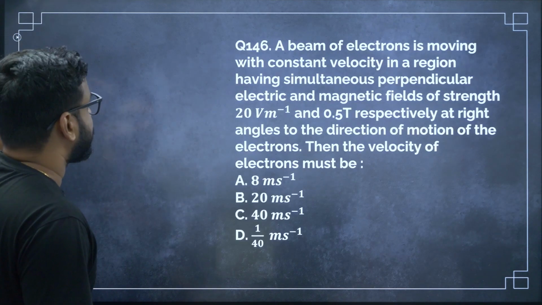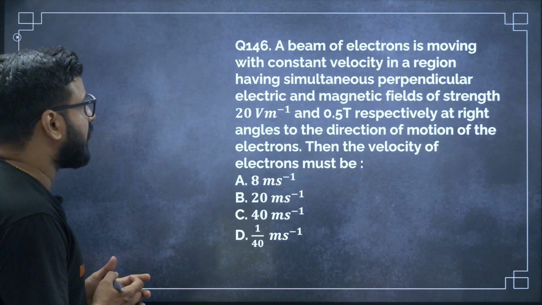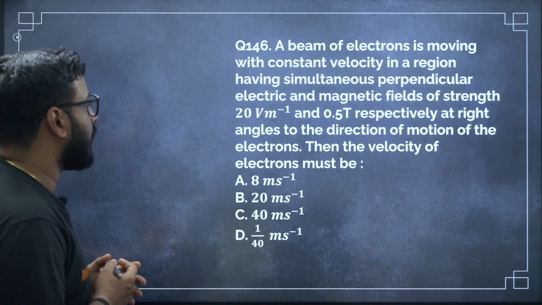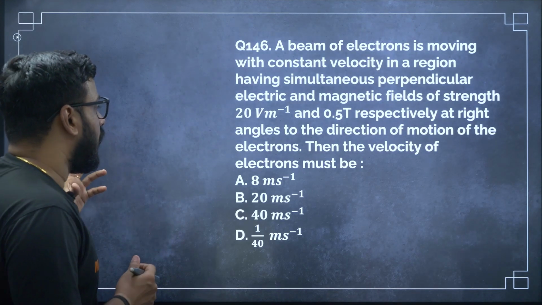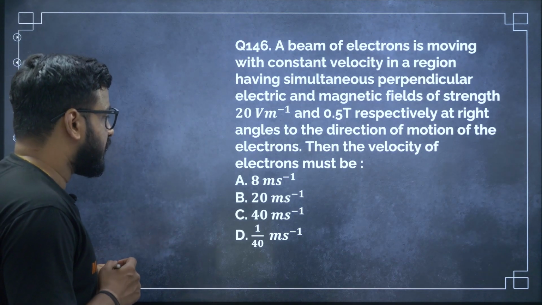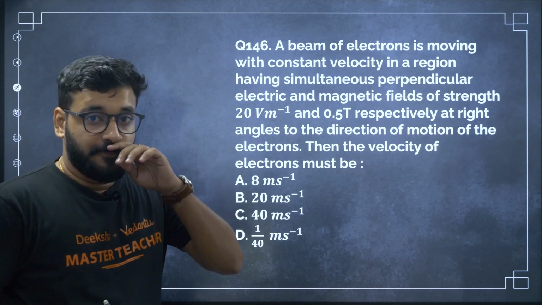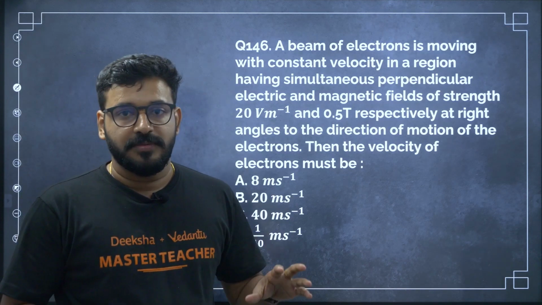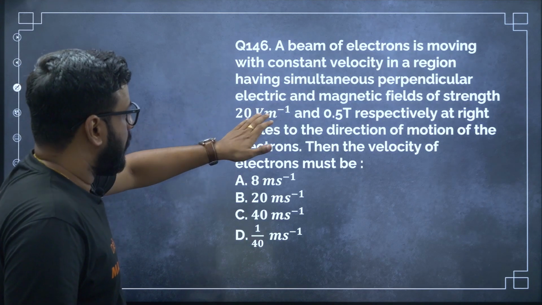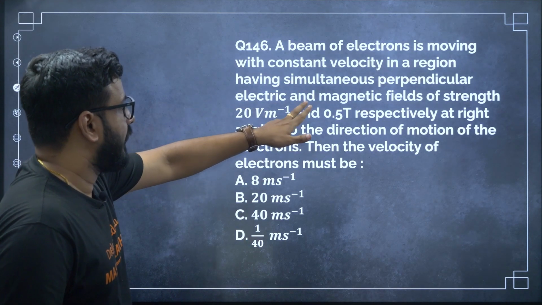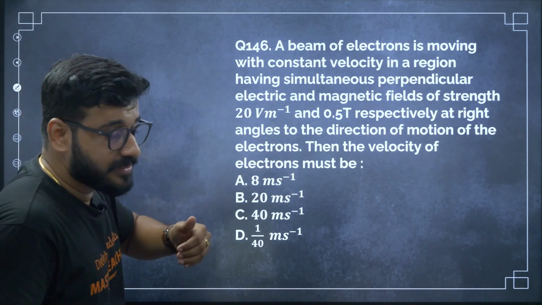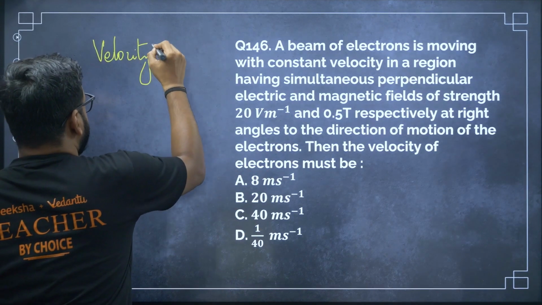Next question. A beam of electrons is moving with constant velocity in a region having simultaneous perpendicular electric and magnetic fields of strength 20 volt per meter and 0.5 Tesla, at right angle to each other. The direction of the electrons is... Now this is a very important concept. It's an indicator: constant velocity, mutually perpendicular magnetic field and electric field. This is the concept of a velocity selector.